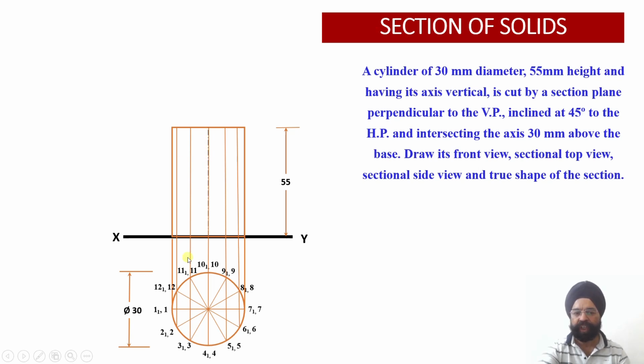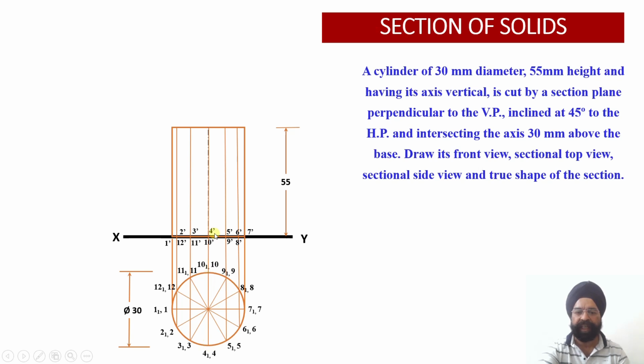Now we have drawn the projectors through all these points, and then you can see I am going to do the marking of the top face points and the bottom base points over there. If I draw a projector through 1, the base projection will be 1 dash. If I draw projectors through 2 and 12, base projections will be 2 dash and 12 dash. Similarly, projectors through 3 and 11 give me 3 dash and 11 dash on the XY line.